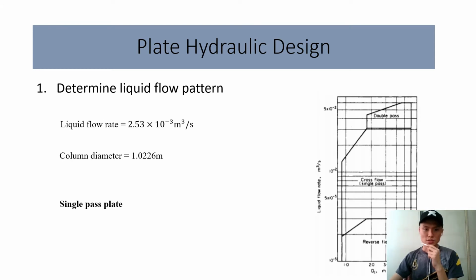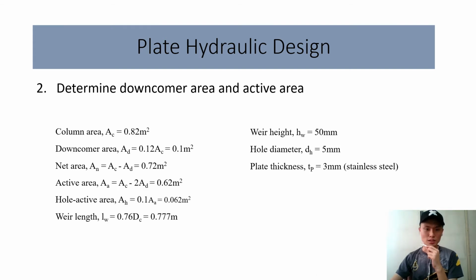So first step, we need to determine the liquid flow pattern. The liquid flow rate and also column diameter can be calculated from the previous sections, and from the figure here, you can find out that it is a single pass plate. For the second step, we need to determine the downcomer area and also active area. So downcomer area from the question is equal to 0.12 of column area, and the active area is equal to column area minus 2 times the downcomer area.